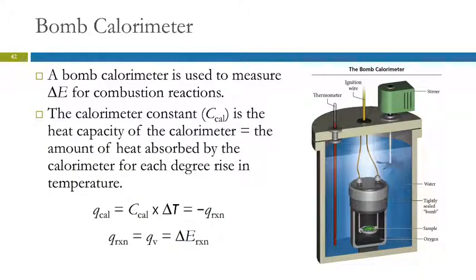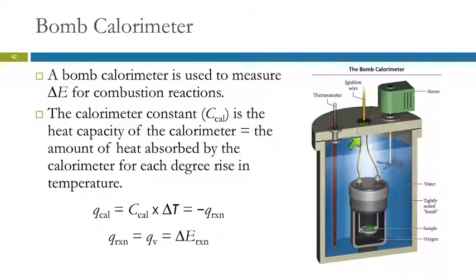This is a picture of a bomb calorimeter. This is the bomb part. It's an airtight chamber, and these are typically used for combustion reactions. If you want to know the amount of energy in a peanut, you can burn a peanut in here. There's oxygen in there, and you can measure the heat released by burning one peanut. The mass of the peanut, you can figure out some cool stuff.